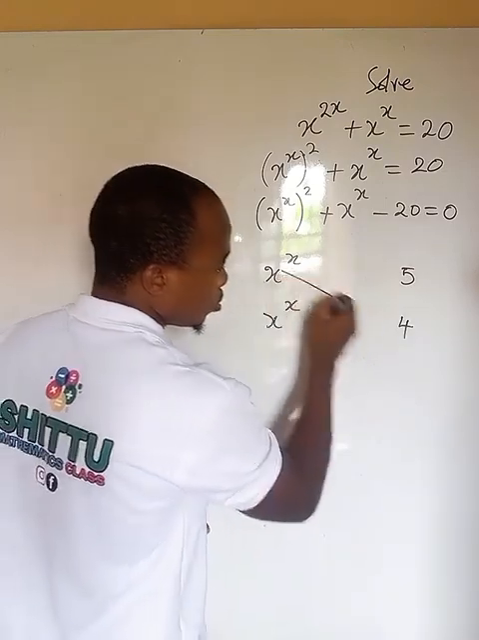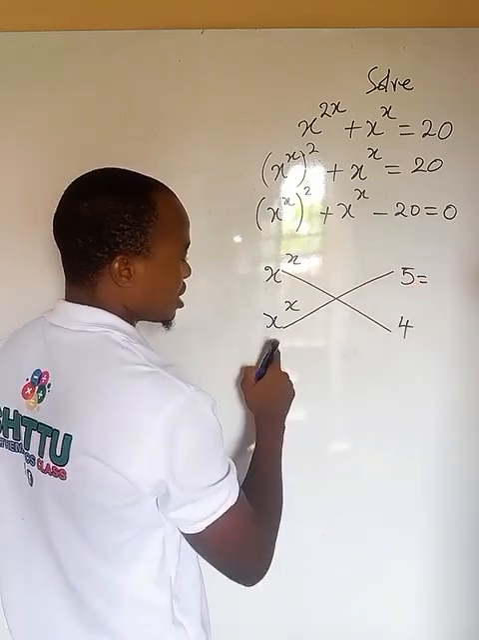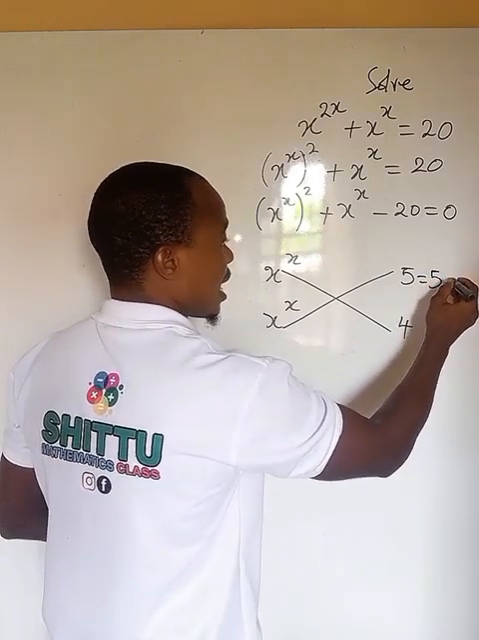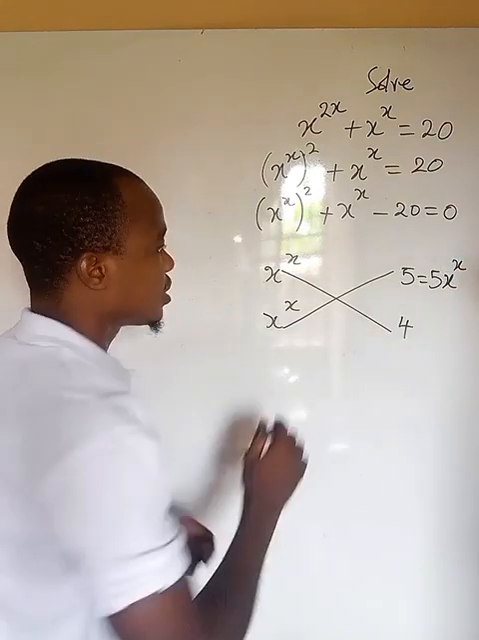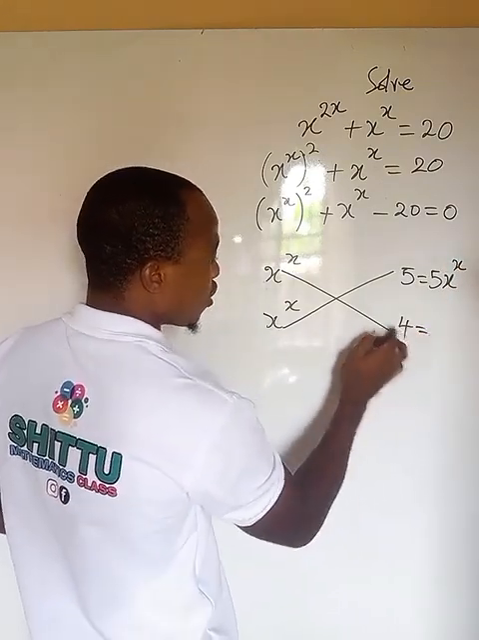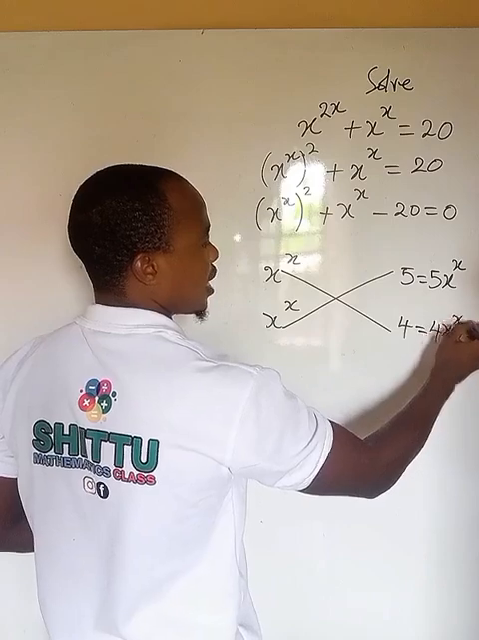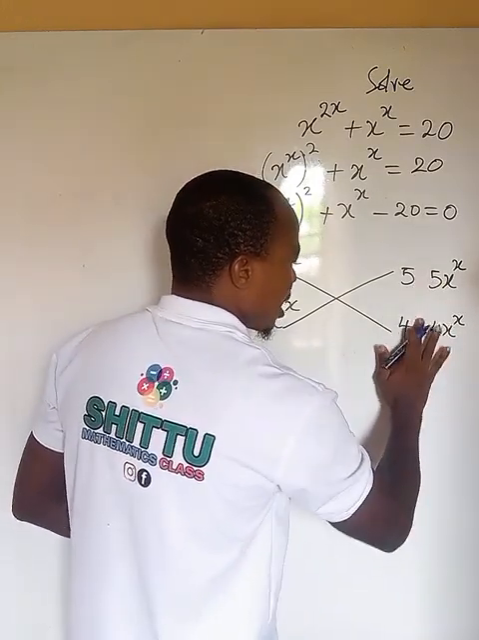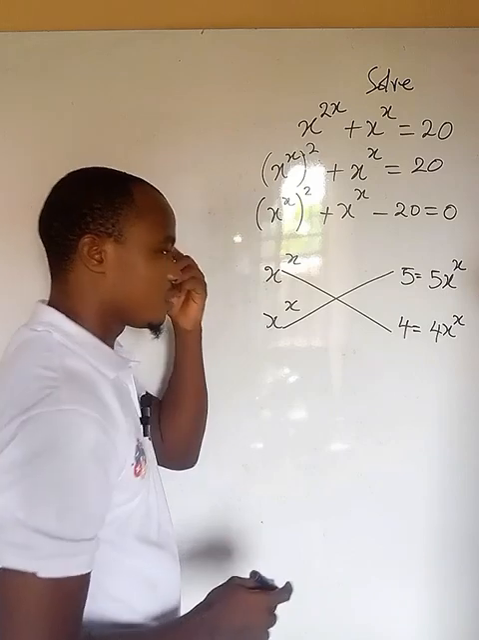So now I'll do the cross multiplication. Here, 5 times x^x, that would be 5x^x. So that's what we're going to have. Then here also, 4 times x^x, we're going to have 4x^x. So don't be confused, okay? Now, another thing we are going to do, I want to factorize it. That's why I'm putting all of this.